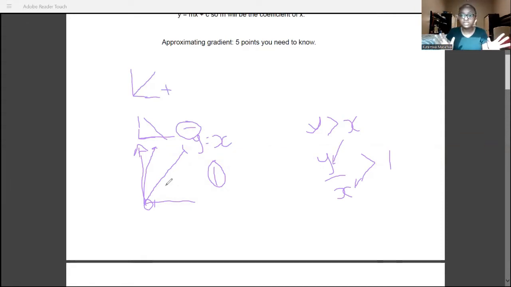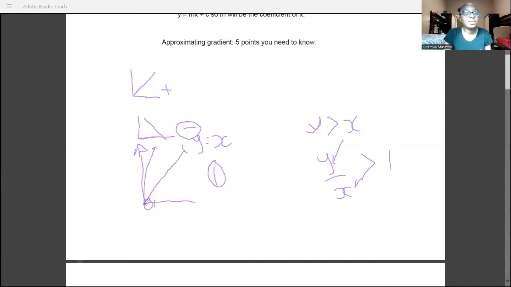It just helps you to solve faster. You won't actually have to find the gradient of a line, but you can just approximate. Sometimes you'll be given a diagram, a drawing of a coordinate plane, and then you'll be asked to choose what the equation of that line is. So if you're able to approximate what the gradient is, then you can pick the right equation without actually calculating what the gradient is.